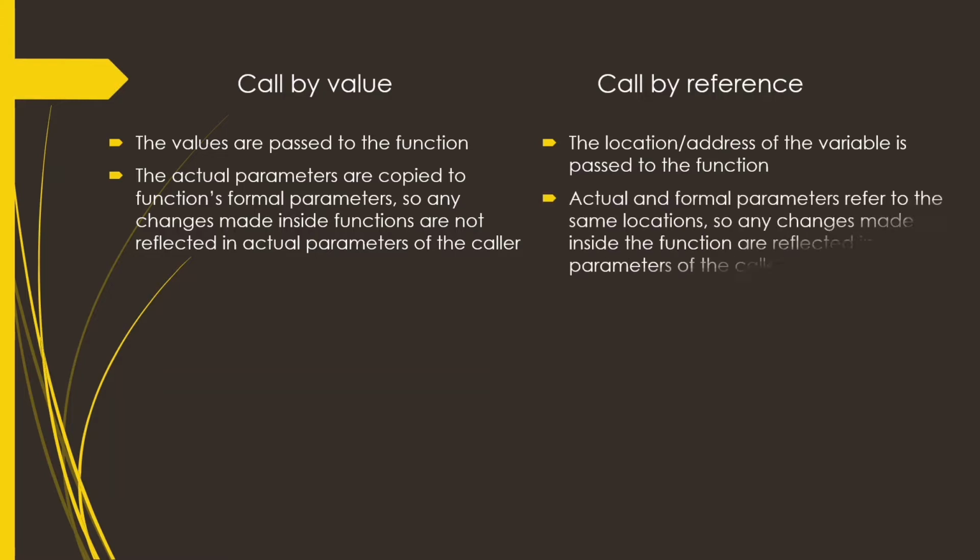Now, in call by reference, actual and formal parameters refer to the same memory location, so any changes made inside the function are reflected in the actual parameters of the caller. Now, let's look at some code to understand these concepts better.